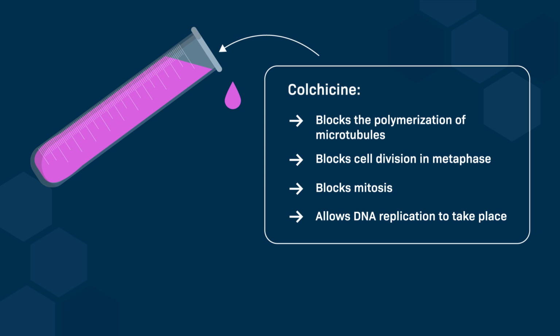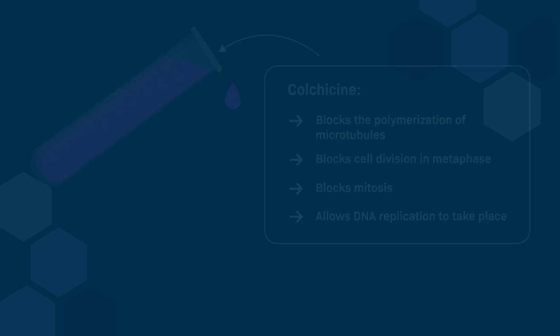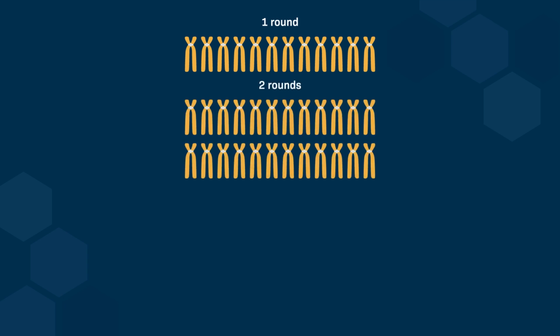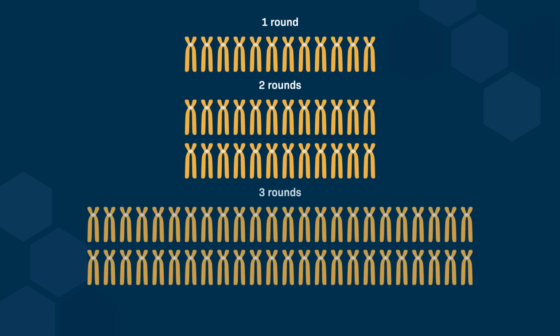The number of chromosomes in a cell after colchicine treatment indicates the number of replication rounds. 12 chromosomes indicate 1 round, 24 chromosomes indicate 2 rounds, and 48 chromosomes indicate 3 rounds of replication.